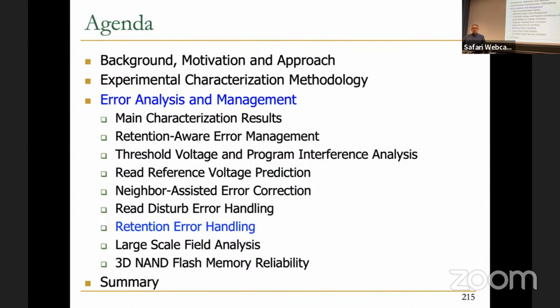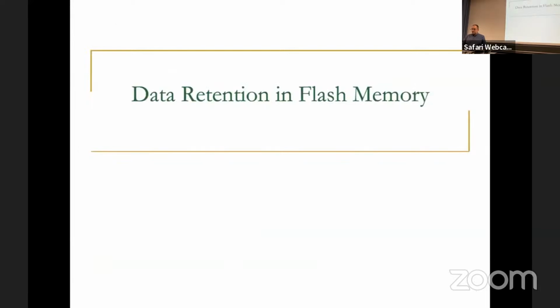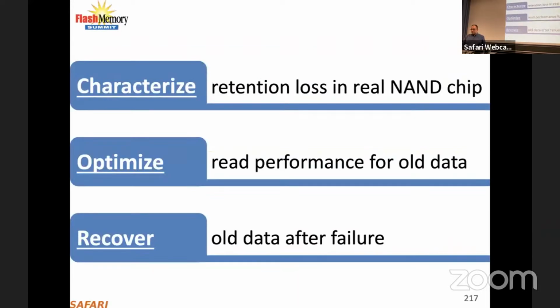We talk about retention error a lot from the reliability perspective, but now we want to look into this area from the performance perspective, because as we discussed, retention error causes performance degradation. So we did characterization for retention loss in real NAND chips. Then we want to optimize read performance for all data, and we want to recover all data after failure. This recovery is very similar to the recovery from the previous work that I showed you, and it happens offline. But the optimization happens online.